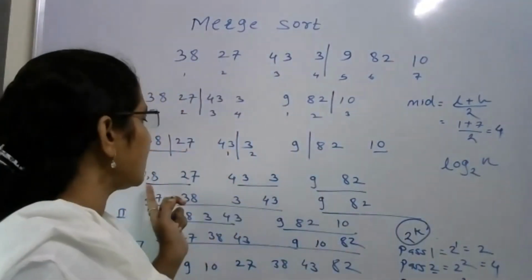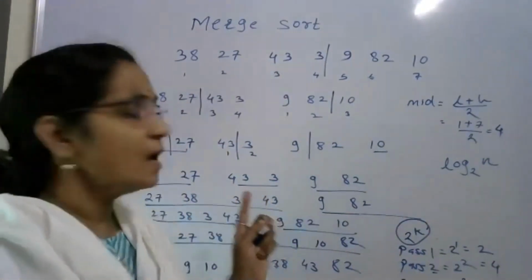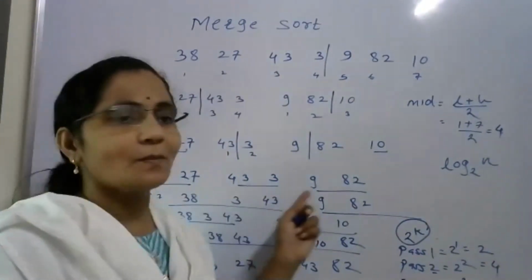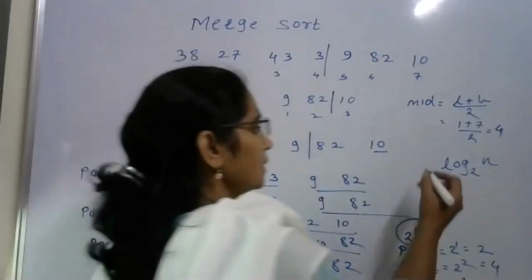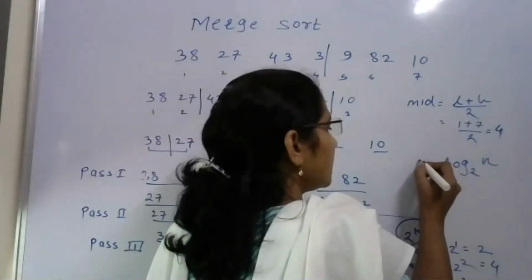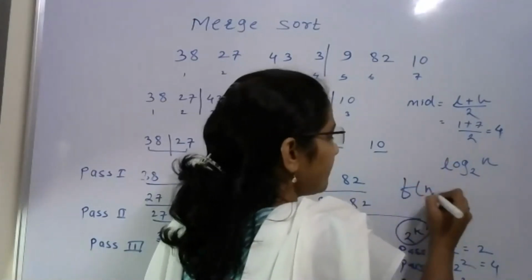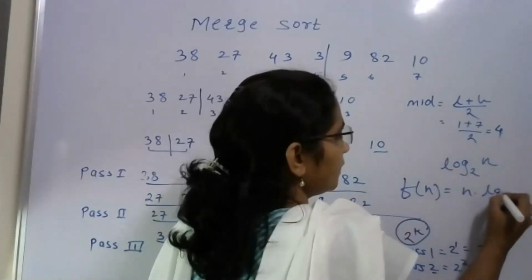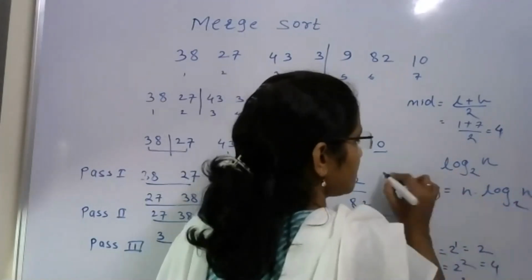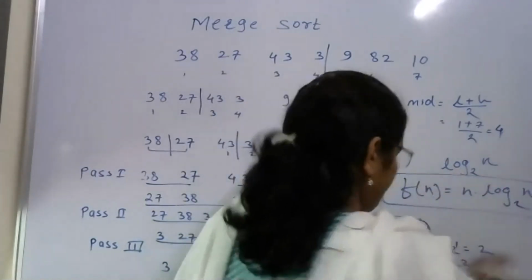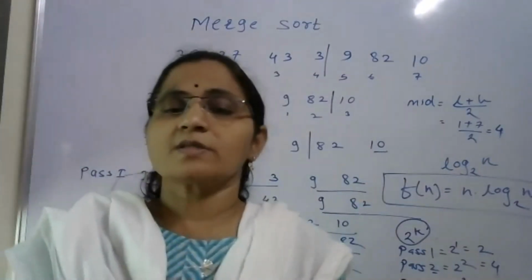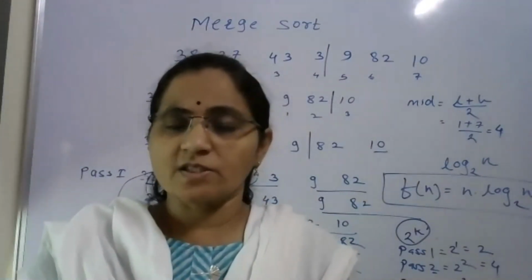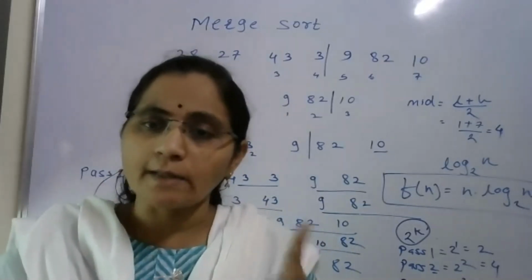In each pass there are n comparisons, meaning we have to compare the first element with the remaining elements to find the smallest element. Therefore the complexity of merge sort is n into log n to the base 2. This is different from the other previous 3 algorithms. Merge sort has the complexity n log n to the base 2.